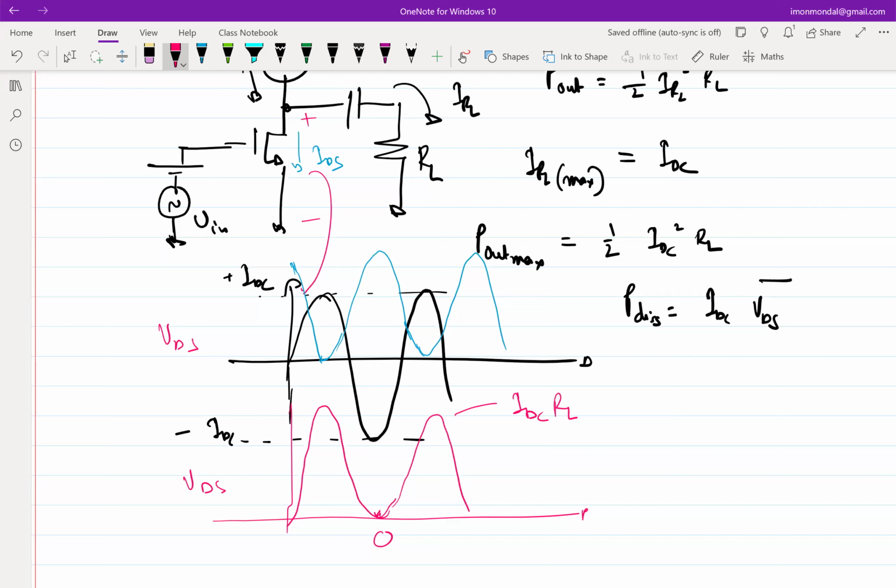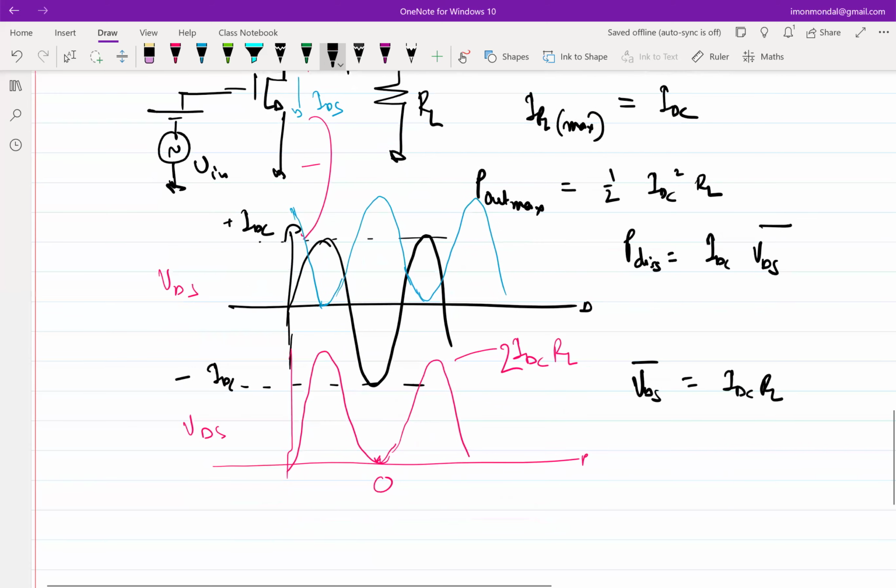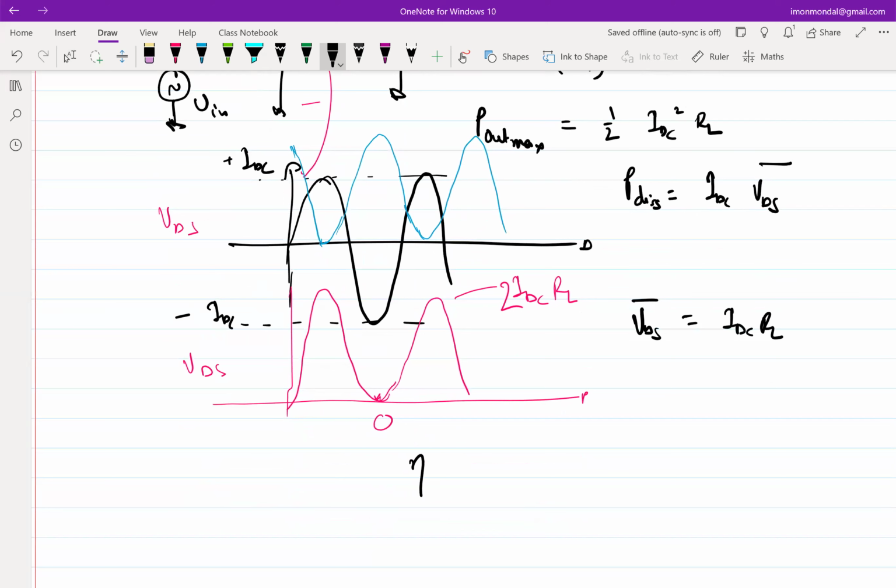Maxima I know, because peak to peak is anyhow how much? 2 IDC RL, right? So this should be 2 IDC RL. So then I know the minima and the maxima of the sinusoid. Then the average I know. Average is then IDC RL, right? So your VDS average is IDC RL, which means that your efficiency is half IDC squared RL by IDC squared RL, which is 50%. Right? Does that make sense? Okay.